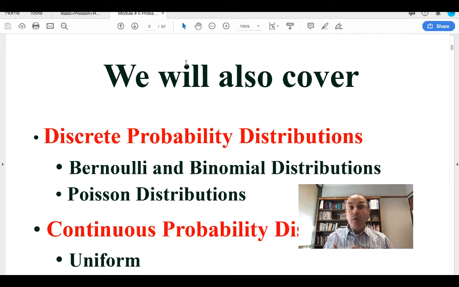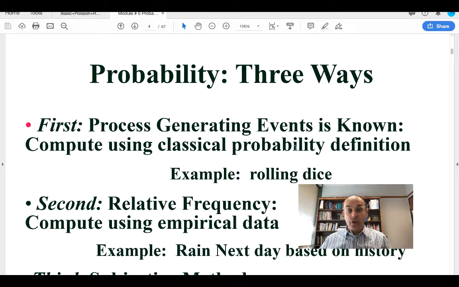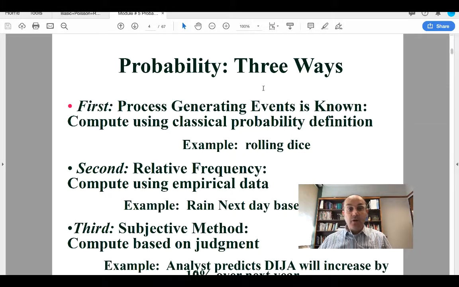In this module, I will also cover another aspect, discrete probability distribution. I'm going to talk more specifically about the binomial distribution and the Poisson distribution. We are also going to talk about continuous probability distributions, uniform and normal. So I will try to reach out in that regard with respect to probability distribution. I will fix the screen so it will be clear.